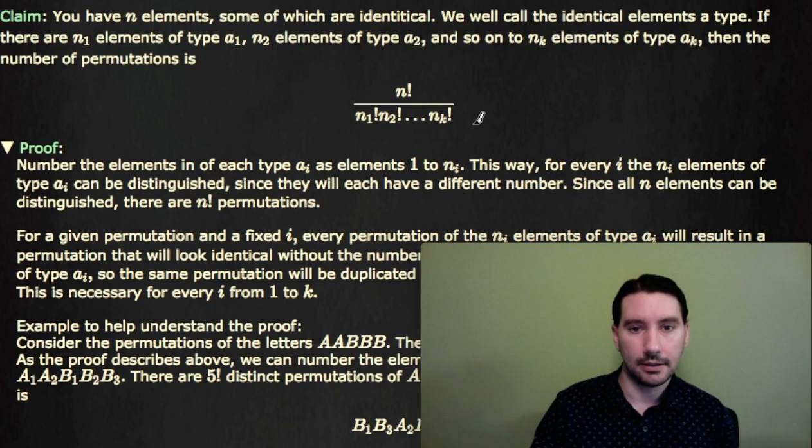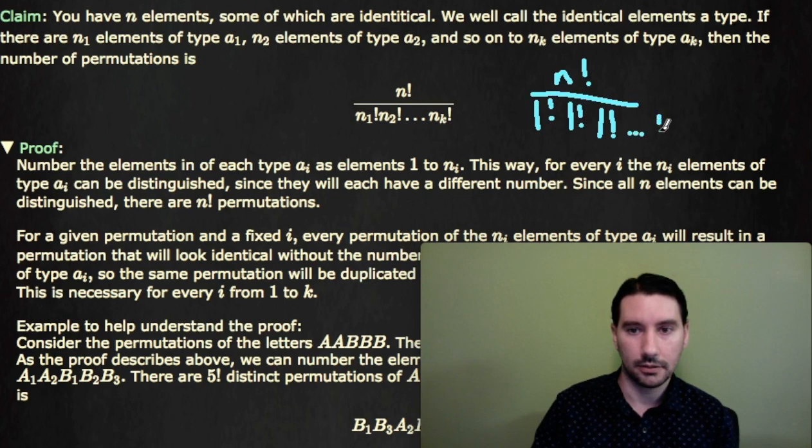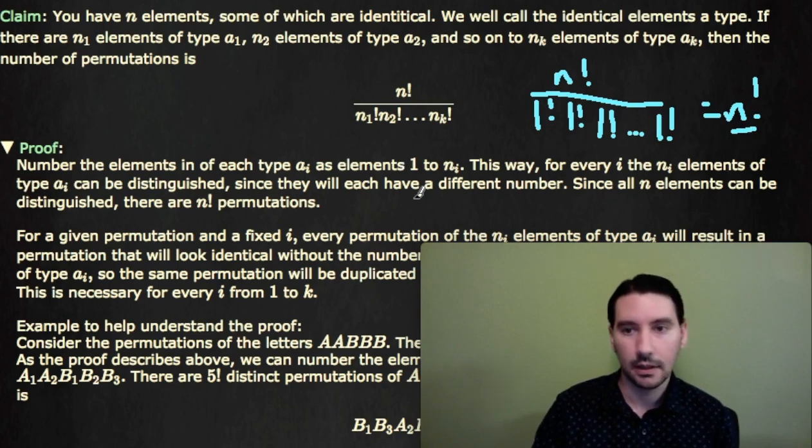So if they're all distinct, as we were looking at above, each type would be in a class of its own, so each one would be 1. And in fact, we would get n factorial divided by 1 factorial, 1 factorial, 1 factorial, all the way down to 1 factorial. And this would just equal n factorial. This is the case if each element is distinct, so there's n factorial permutations. But whenever some of them are the same, we have to cancel things off.